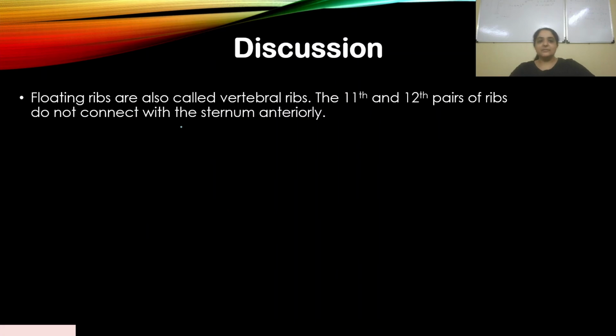Floating ribs are called the vertebral ribs. Please remember this. Vertebral ribs has come in another question, so if they write vertebral ribs, they're talking about floating ribs. They are the 11th and 12th pairs of ribs, and they do not connect with the sternum anteriorly. The sternum is in the anterior, the ventral part. So these 11th and 12th ribs are called floating ribs. They do not connect with the sternum.